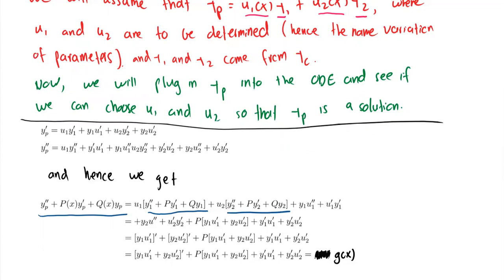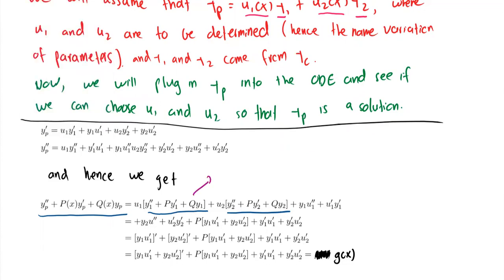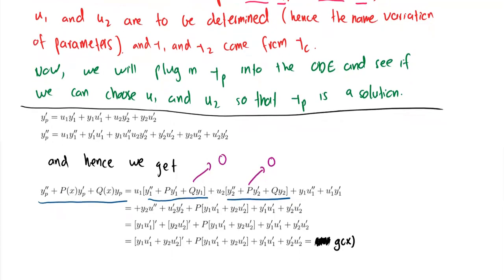Now, why did I do this? Remember that by assumption, y1 and y2 come from the general solution of the homogeneous case. Remember what that means. That means that both of these terms go to 0, because this is the original differential equation. We plug in y1 and y2. Since they're solutions of the homogeneous case, by definition, these things have to go to 0. So that simplifies, and we get the second line. Now we're on this line.